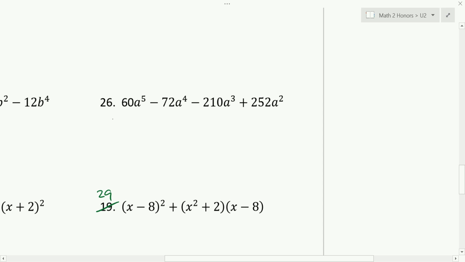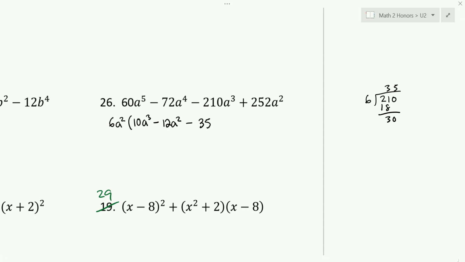So if I pull out a 6, can I pull out any A's? How many? Take out as many A's as you can. I could pick out 2 A's, so it's A squared. So that leaves 10A to the third minus, how many times is 6 going into 72? 12 times. So A squared. How many times does 6 go into 210? So you can do the little division here. So 6 goes into 21 3 times. 6 goes into 35 times. So 35. So right there, that tells me 12 wasn't going to work, right?